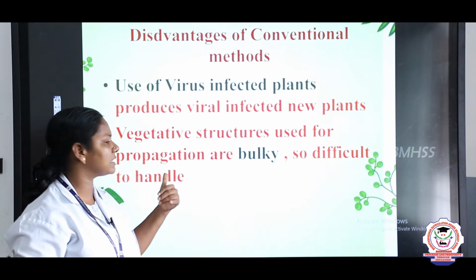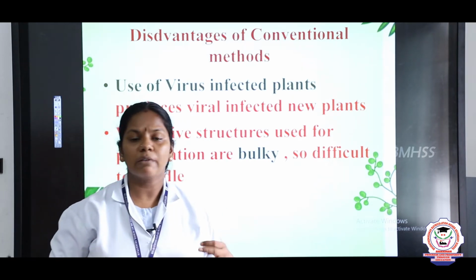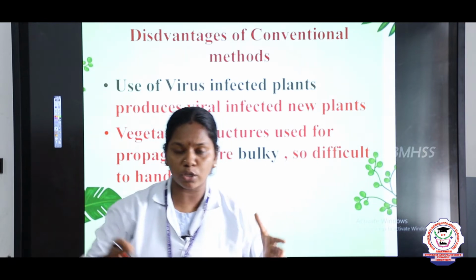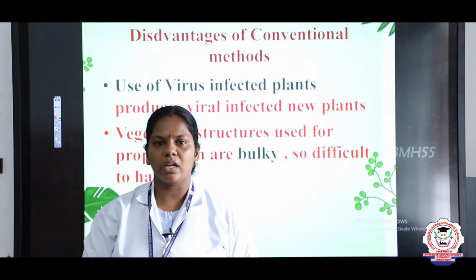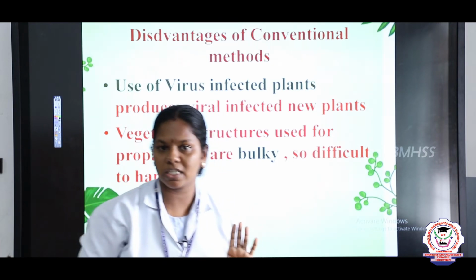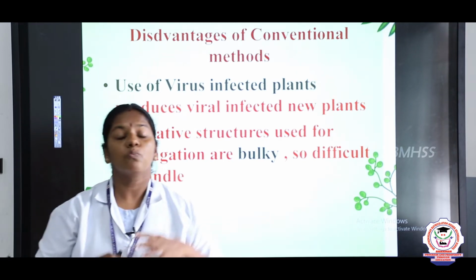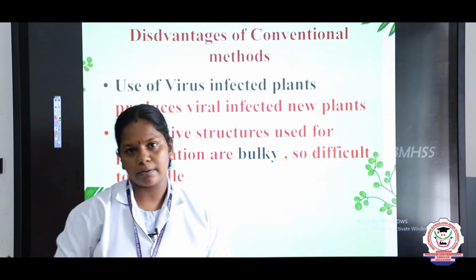And the next one is that in the layering method, we are using very bulky parts. For example, in the case of tongue grafting, what are we using? We are using a huge bark of the tree. So it is very difficult to handle. Only these two are the disadvantages of the conventional methods. So apart from the disadvantages, there are more advantages in the conventional method.